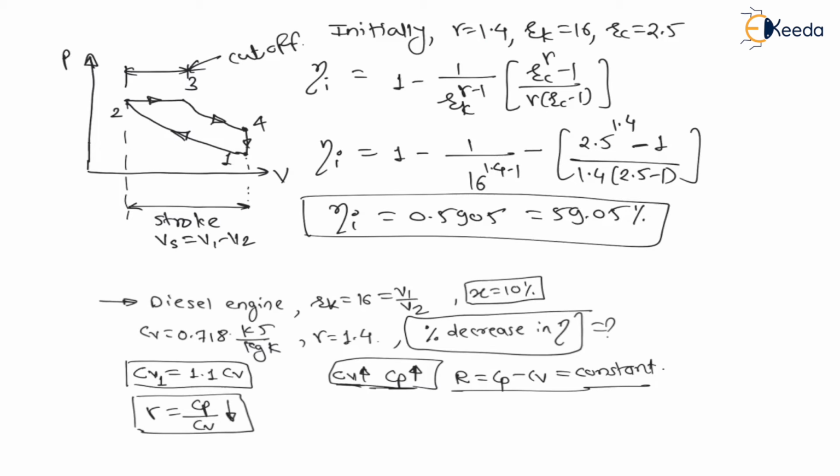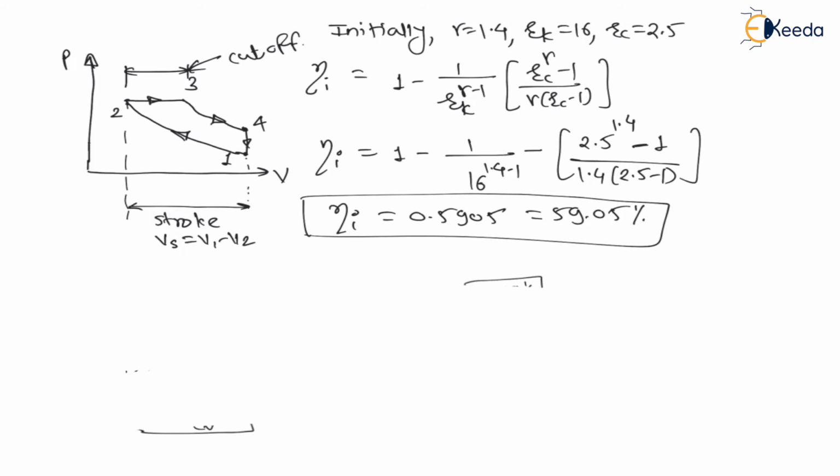Now the CV is increased by 10%, meaning the new CV becomes 1.1 CV, right? Then we have to take the new gamma, that is gamma 1, for the calculation. So let us find this new gamma for the efficiency calculation. The original efficiency we have calculated. Now my dear students, while calculating you have to calculate properly. There should not be any error in the calculation, right?